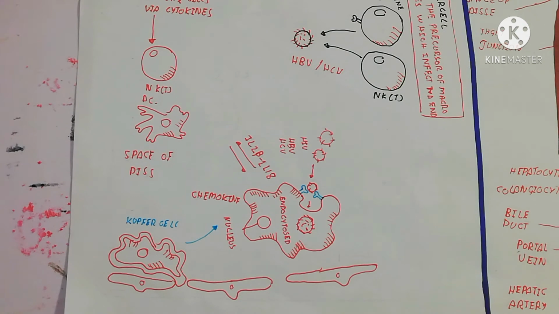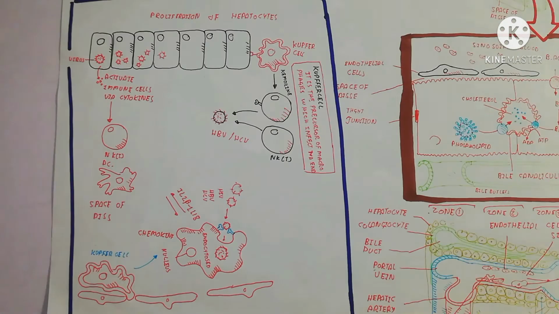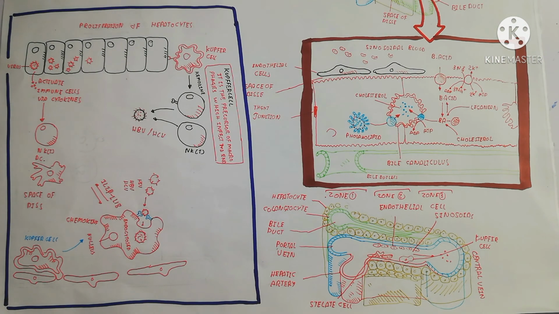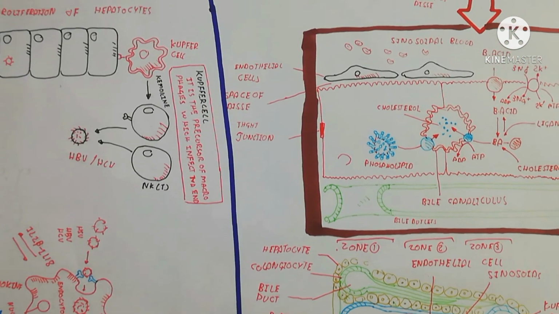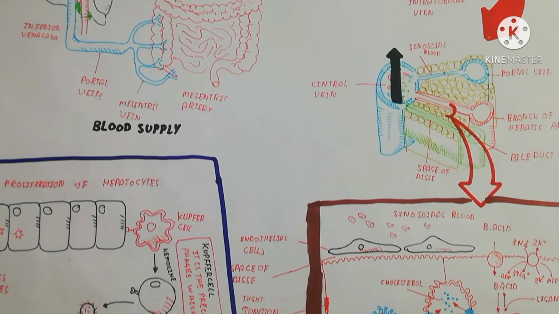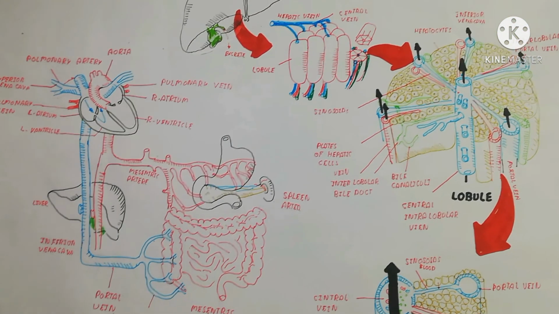So all these things are related to the immune system. So the Kupffer cell is used for immunity. So all of this is done. In the next video we will discuss the function of the liver. I hope you make sense of this video and this liver structure.